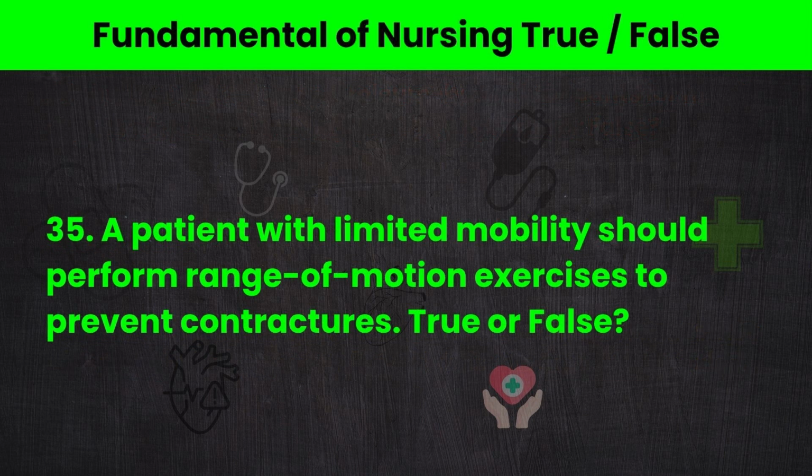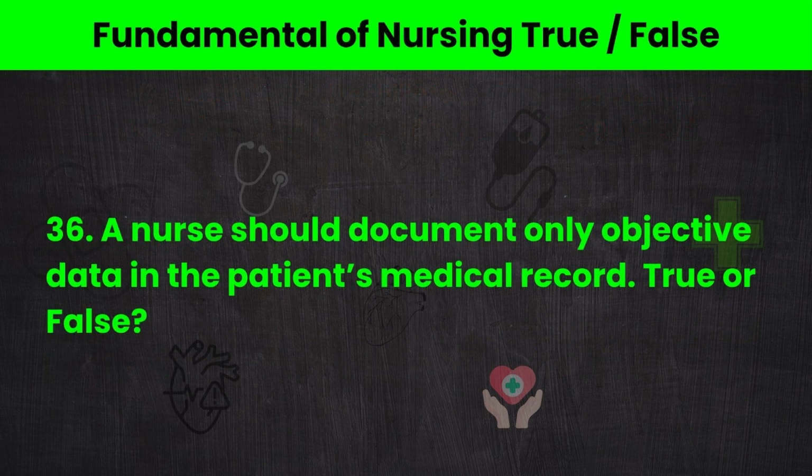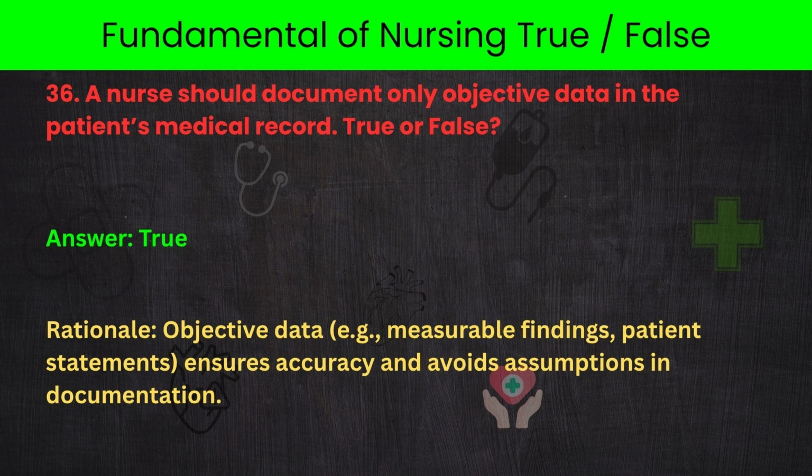35. A patient with limited mobility should perform range of motion exercises to prevent contractures. True or false? Answer: true. Rationale: range of motion exercises maintain joint mobility and prevent contractures in patients with limited mobility. 36. A nurse should document only objective data in the patient's medical record. True or false? Answer: true. Rationale: objective data, e.g., measurable findings, patient statements, ensures accuracy and avoids assumptions in documentation.